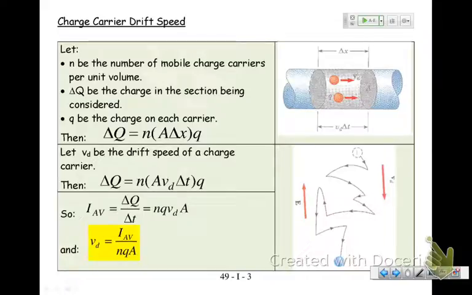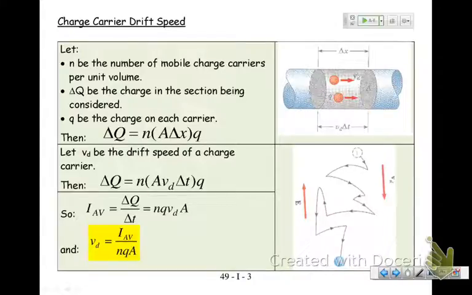Now we do a bit of math, and we're trying to get home a point on this. This math is basically telling you that although the charge carriers are going so fast, the current is not fast moving. So, what's going on there?